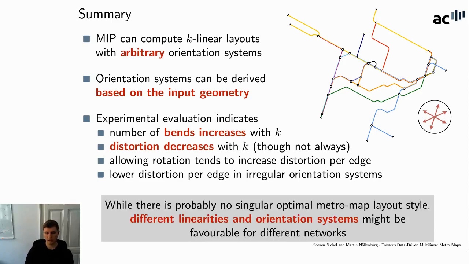And this is basically the take-home message of this talk, and what we want to emphasize from our work, which is that there is probably no singular optimal metro map layout style, not in linearity and not in orientation systems, but there are probably orientation systems and linearities which are more suited to certain inputs than others. So our system should be understood as an aid for designers to be able to explore more and more different layout styles before they need to delve into the work-intensive task of manually designing a metro map.